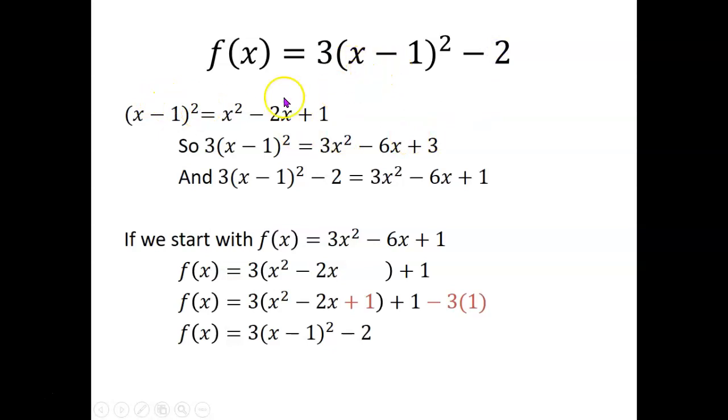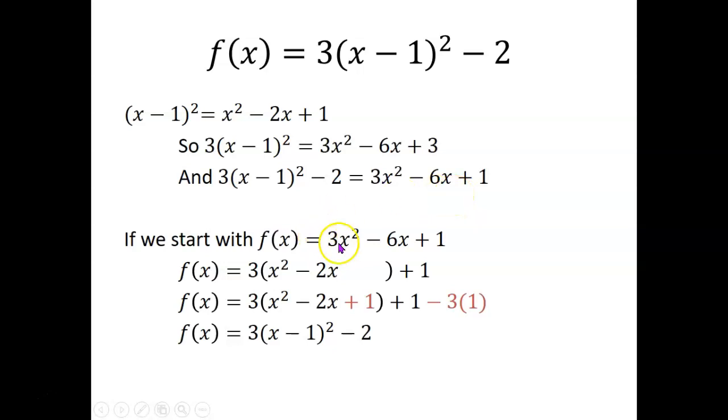Well, if you start with (x minus 1) squared and multiply it out, that's x squared minus 2x plus 1. So then 3 times all of that would be 3x squared minus 6x plus 3. And so 3 times all of that minus 2, if we take that and subtract 2, we get 3x squared minus 6x plus 1. So that's the algebra involved in going from this to this.